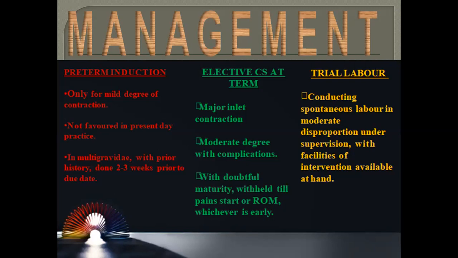If during assessment we find that it is a moderate type of disproportion, instead of directly moving on towards the elective cesarean section, what will we do? We will try to conduct the normal delivery. It is done only in moderate disproportion. We are doing a trial. We are checking. We are trying to conduct normal vaginal delivery. But the most important thing is that it should be under proper supervision, with all the facilities, so that if any complication or emergency happens, we are able to manage it.